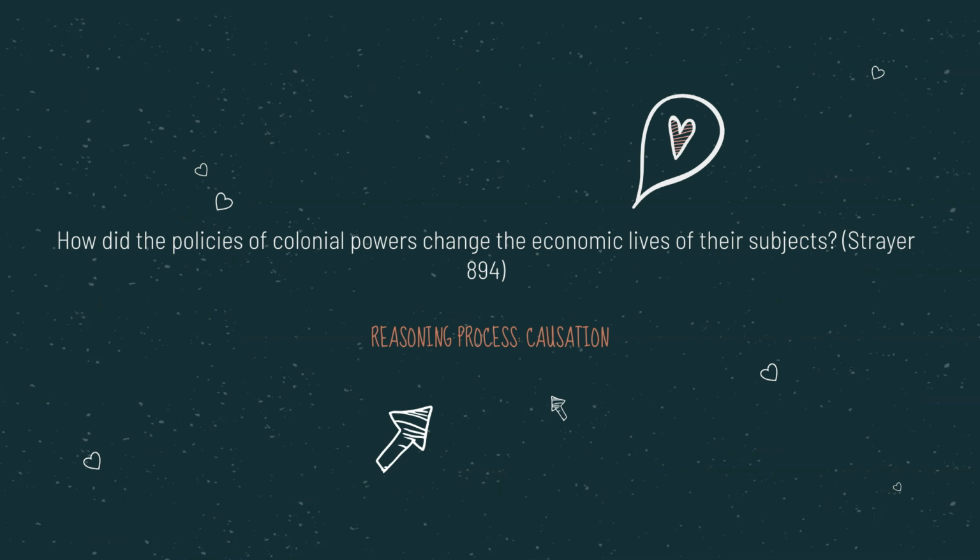And lastly, how did the policies of colonial powers change the economic lives of their subjects? And you can find the answer to this in your Strayer on page 894. It's causation here. For example, forced labor was happening in the Netherlands East Indies, Indonesia during the 19th century, where peasants were required to cultivate 20% or more of their land in cash crops, such as sugar or coffee, to meet their tax obligations to the government.